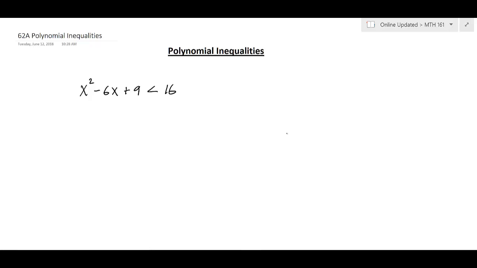In this video, we're going to look at polynomial inequalities, and they're going to be similar to a polynomial equation. If we look at the first example here, we have x squared minus 6x plus 9. Instead of equal to 16, we have less than 16. So now we're looking at what values of x are going to make this less than 16.